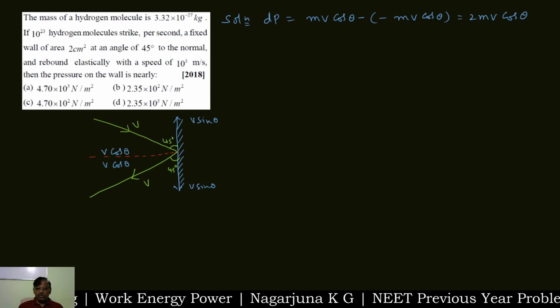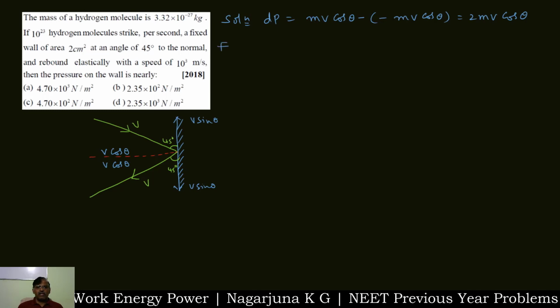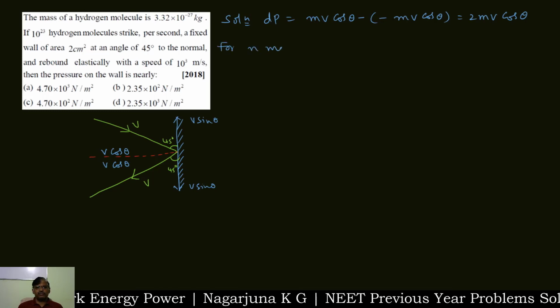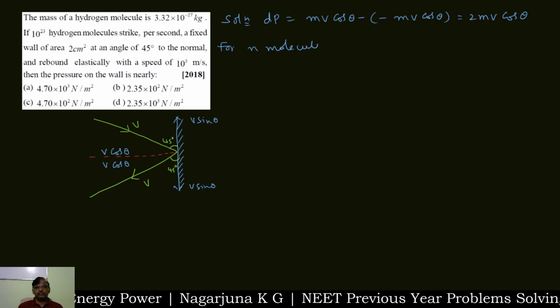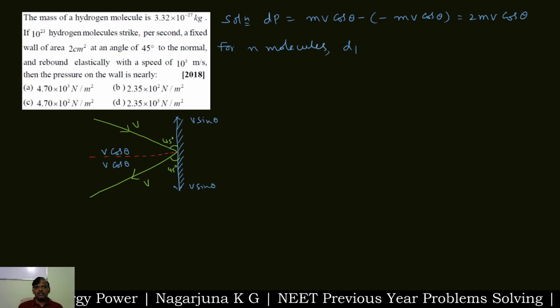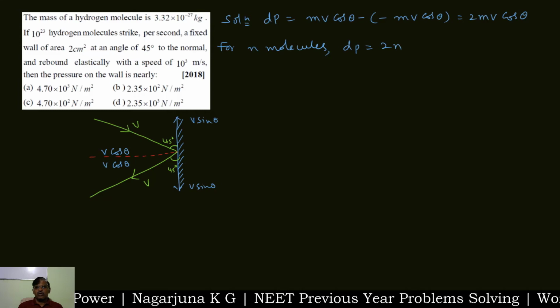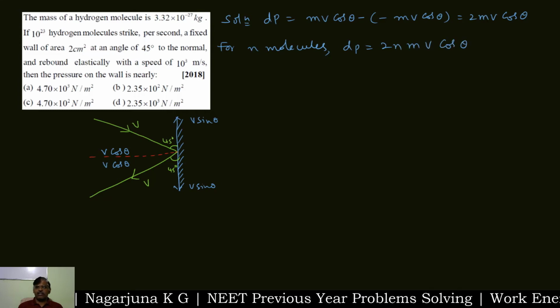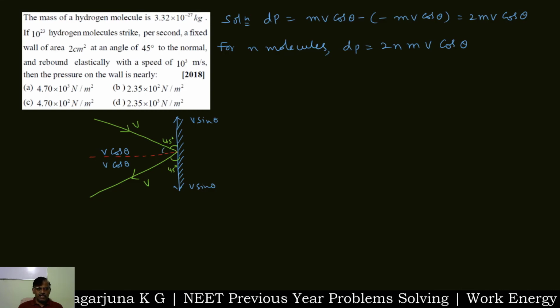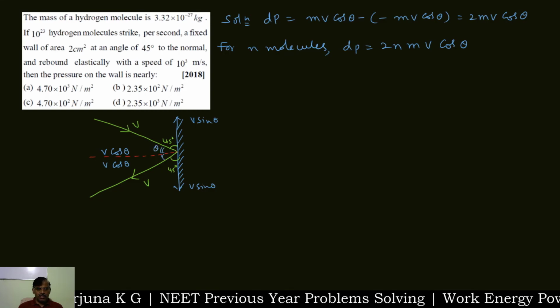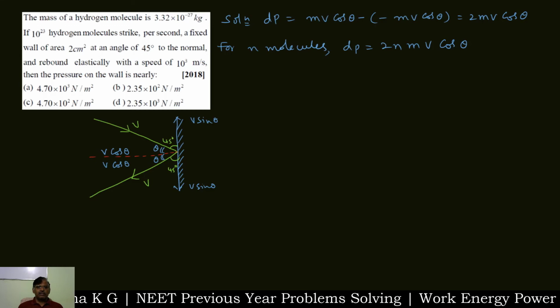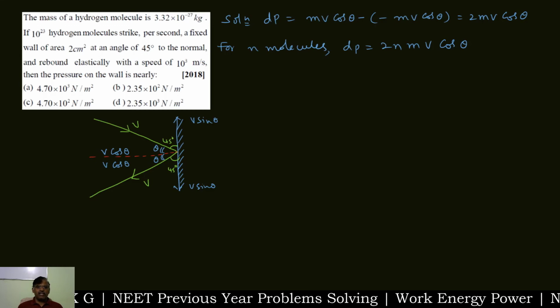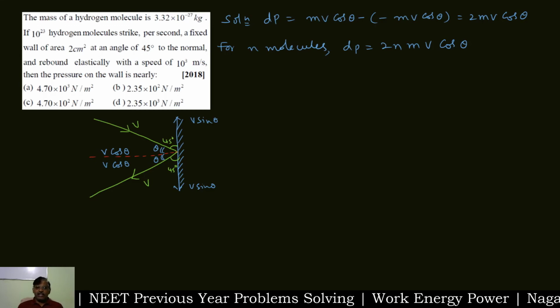For n molecules, dP can be written as 2nmv cos theta, where theta is 45. So this is theta. Observe the diagram. This is theta with horizontal. With vertical 45 is given, so automatically theta also becomes 45 degrees.